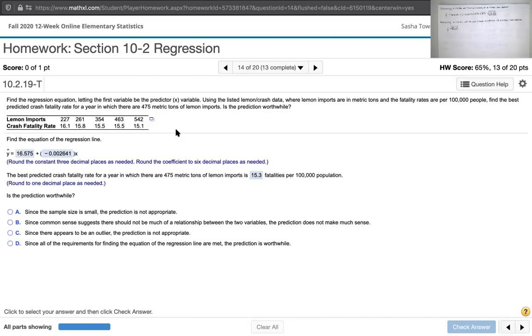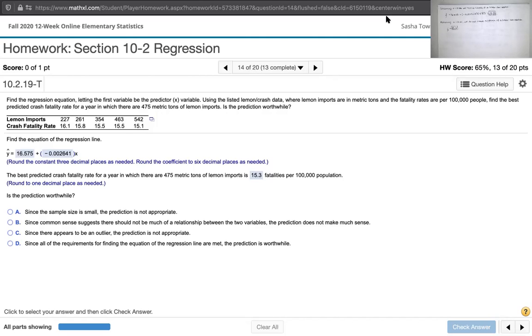C says, since there appears to be an outlier, the prediction is not appropriate. And D says, since all of the requirements for finding the equation of a regression line are met, the prediction is worthwhile. Since we're able to meet the requirements for finding the equation of a regression line, they're saying, since that's true, the prediction is worthwhile. I don't think that that would ever make the prediction worthwhile. Just because you can find a regression line doesn't mean it's useful. So D is not the correct answer.